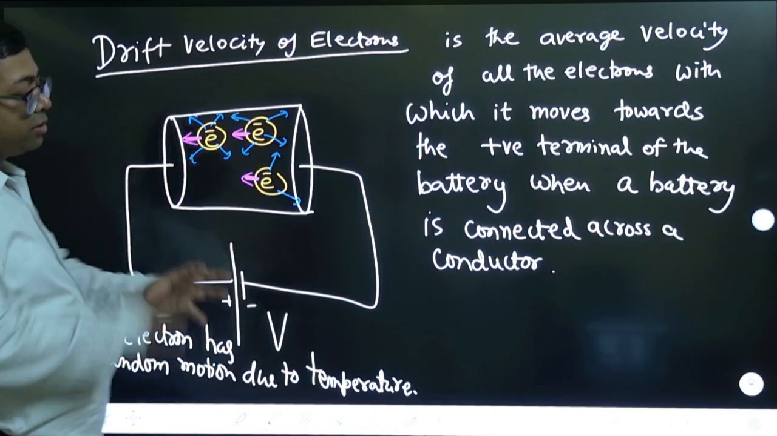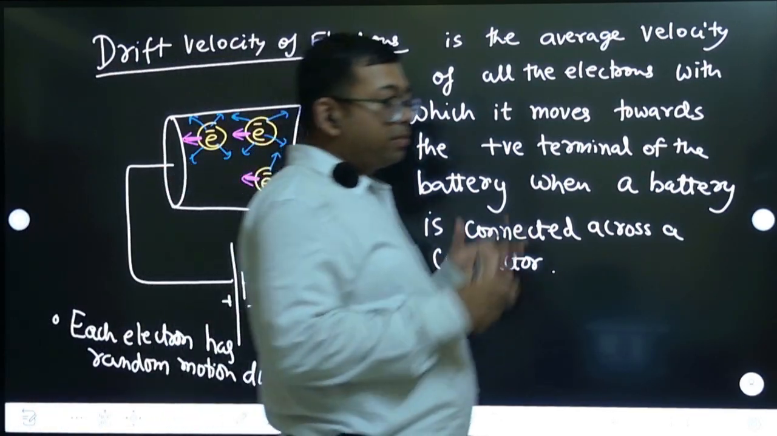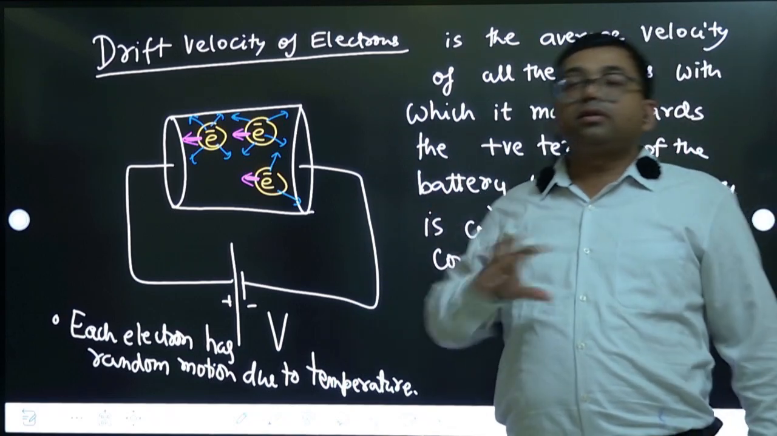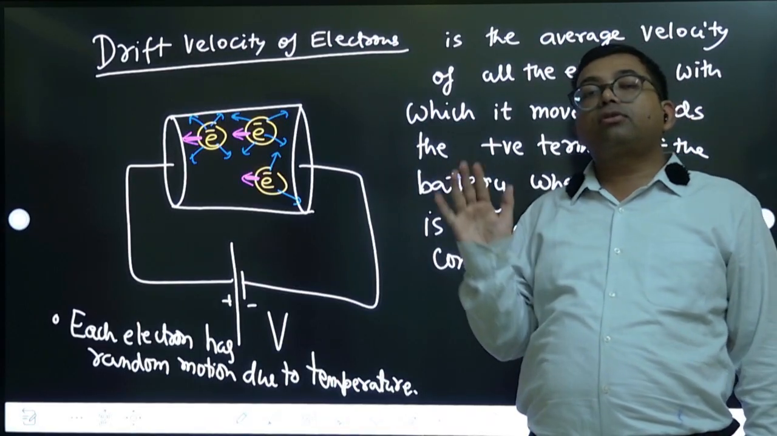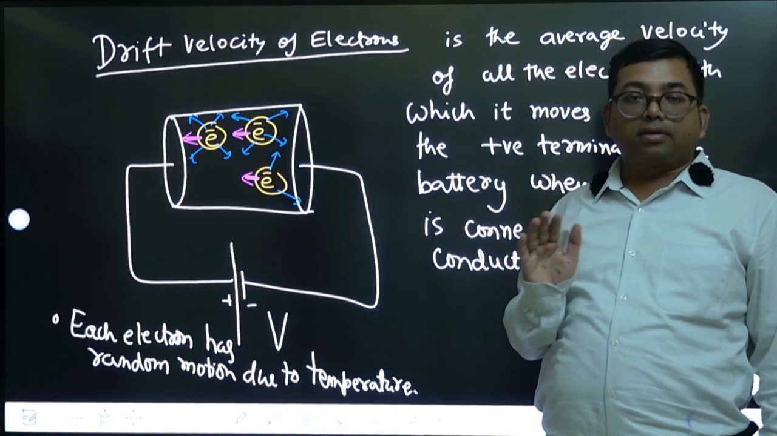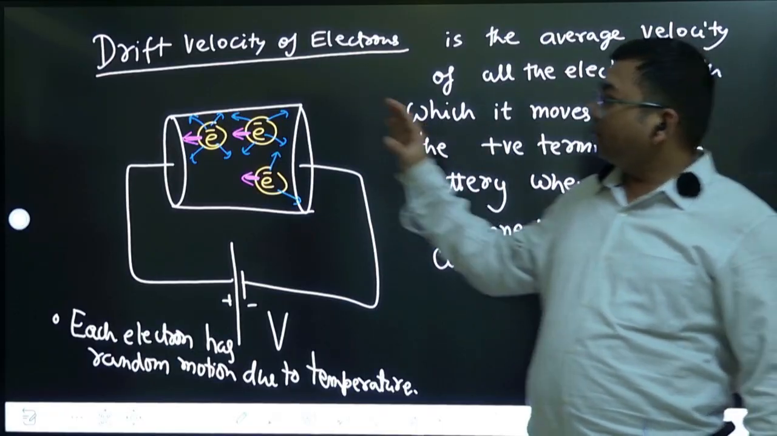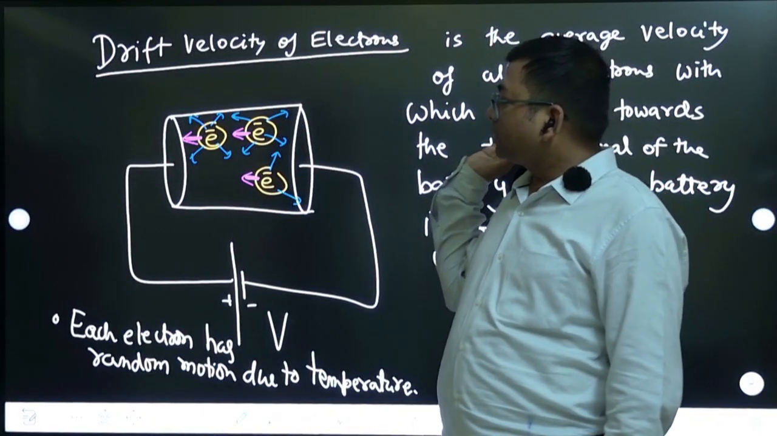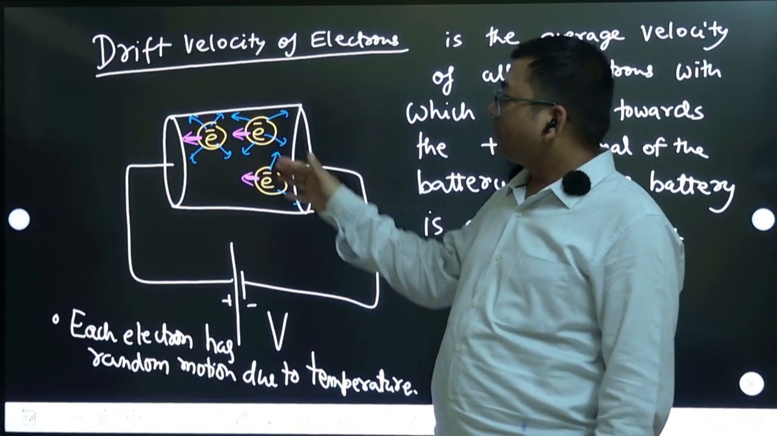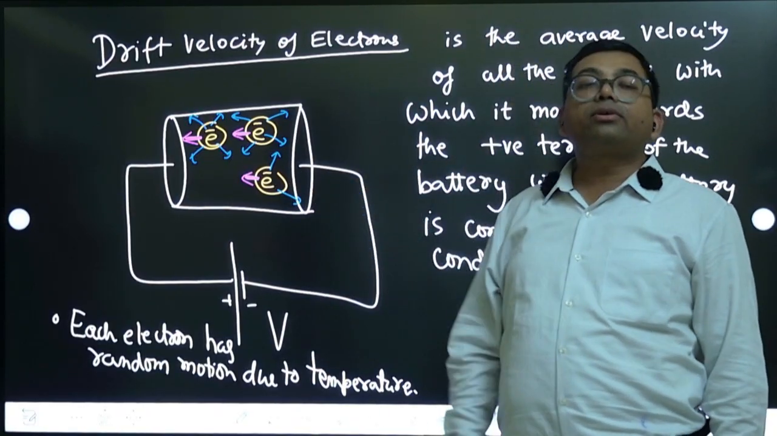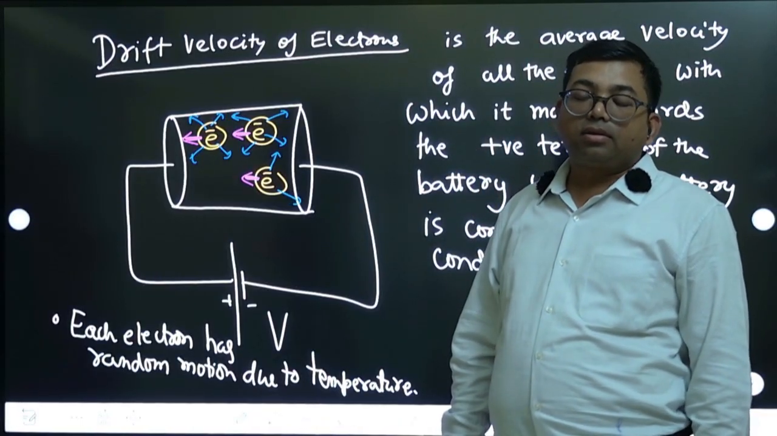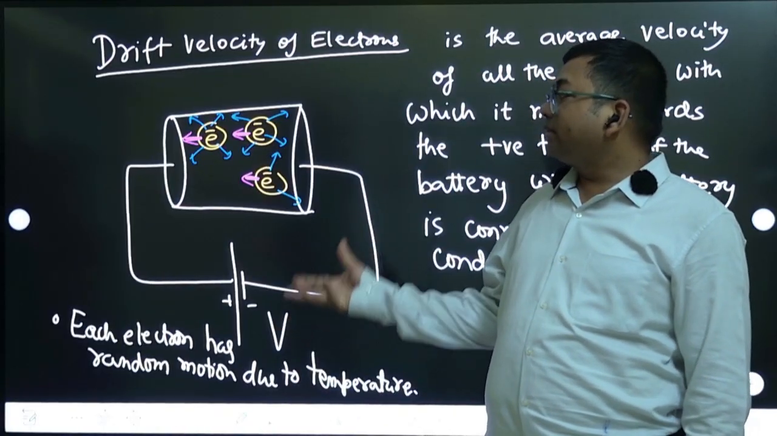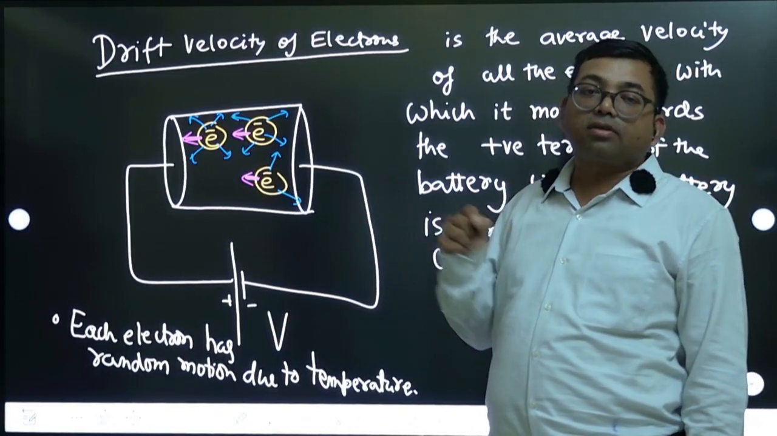So each electron is moving randomly. Suppose you do not apply a battery, then each electron is moving randomly. Effectively, there is no electron flowing in the conductor. You can take any cross section. Suppose 10 electrons go from left to right, the same 10 electrons can go from right to left. So effectively, there is no charge flowing in the conductor. But when you connect a battery, then charge will effectively start flowing.